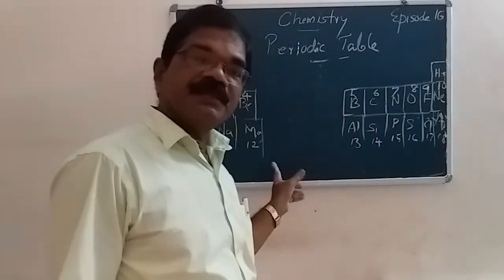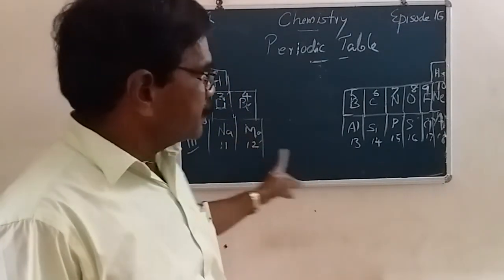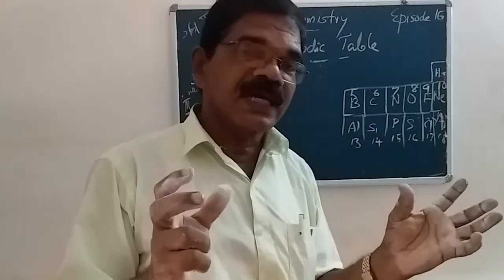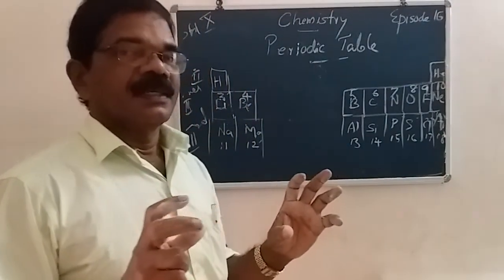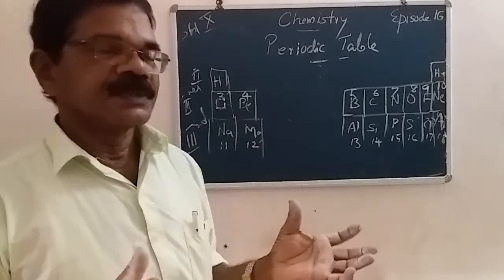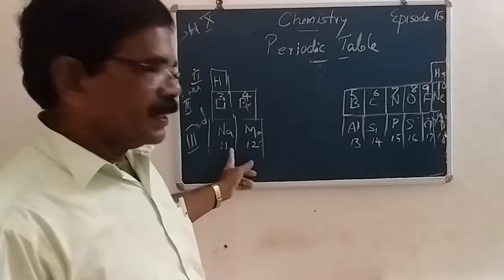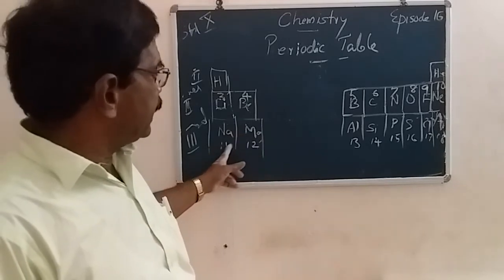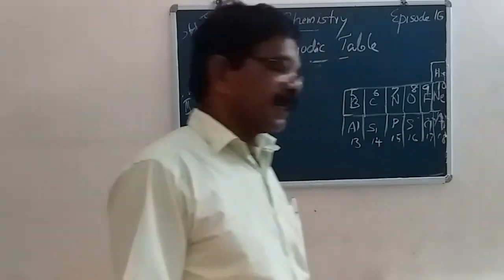Atomic number increases means number of protons increases. Number of protons increases means nuclear charge increases. Protons have positive charge and are situated in the nucleus. Electrons have negative charge and revolve around the nucleus. What changes occur in the third period? What are the elements in the third period? They are sodium, magnesium, aluminium, silicon, phosphorus, sulfur, chlorine and argon.